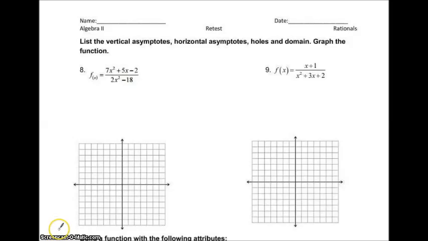Numbers 8 and 9 want you to list all the asymptotes, holes, the domain, and then graph the function. So I like to start by figuring out my horizontal asymptote, and then look for any holes, then my vertical asymptote, then my domain, and then I'll graph it. Before you can do that, you do have to factor it.